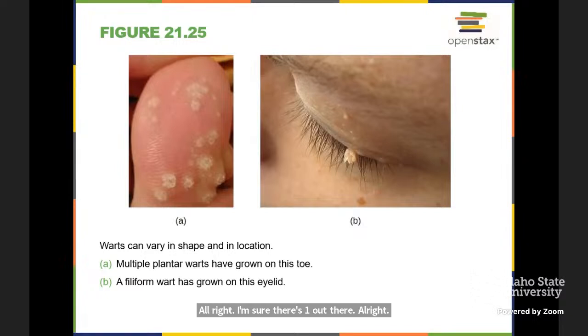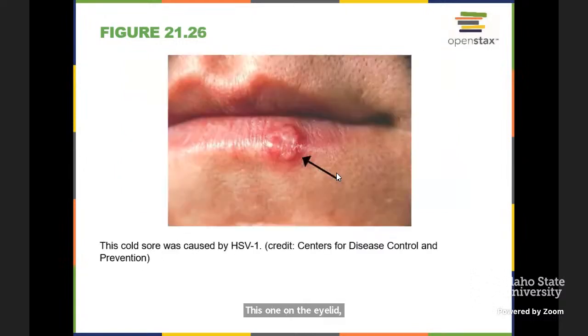Warts. We're shifting gears to some virus now. So all sorts of different shapes, all sorts of different locations where we may find them. Plantar warts on the toe, this one on the eyelid, a filiform wart, all sorts of opportunities with this, all right? And we'll hit some details as we move to a table in a second.